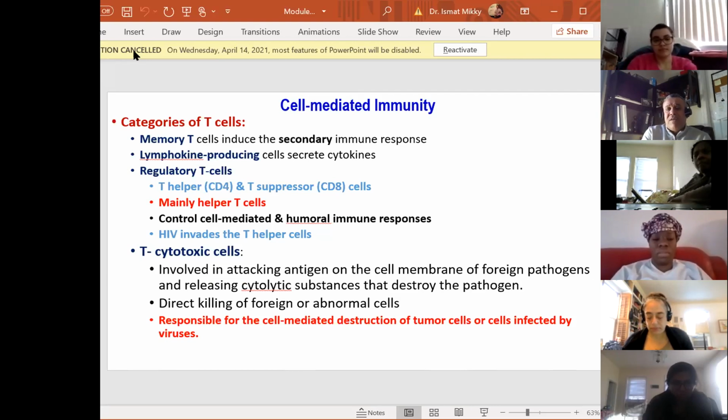In patients with HIV/AIDS, because the virus is attacking the CD4 and destroying them, they will have a significant decrease or drop in the CD4. So the ratio is no longer 2 to 1, it will be 1 to 2.